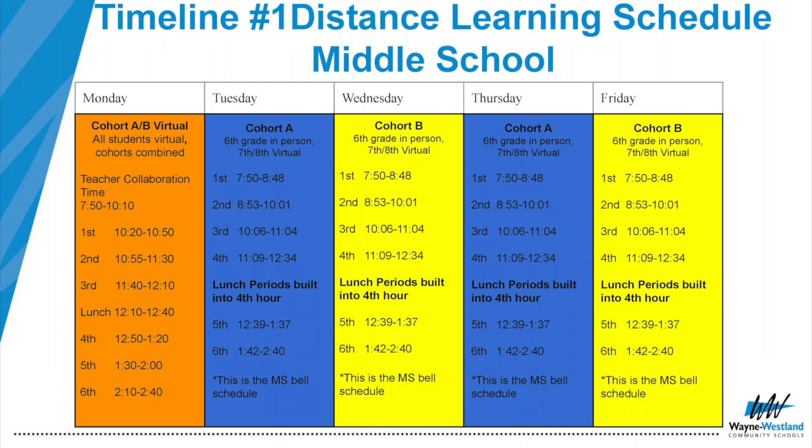Timeline 1, distance learning for the middle school. This would be for 7th and 8th graders. Again, they would be distance learning, so they would be virtual at home. Again, the cohort A and B virtual, all students are virtual. Cohort A would meet Tuesdays and Thursdays, and then cohort B would meet Wednesday and Friday. Again, this would be virtual or online instruction using a hybrid model. All students, again, would be online.